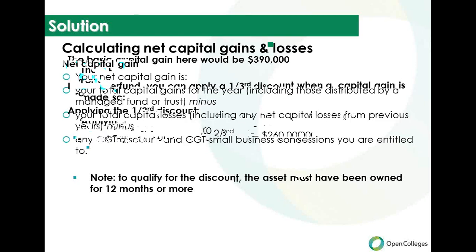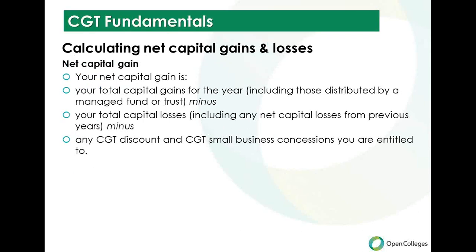When you're calculating net capital gains and losses, your net capital gain is the total capital gains for the year, including those that come directly from things like managed funds or other trusts, minus total capital losses, including any net capital losses from previous years, minus any discount and small business concessions that you might be entitled to. So always work through the steps, look at each individual CGT event, calculate that through and show your workings when it comes to assessments.